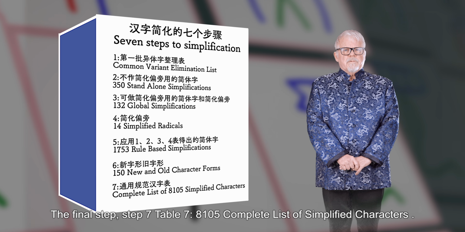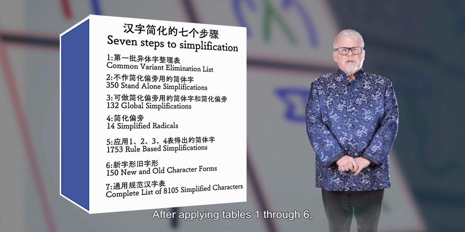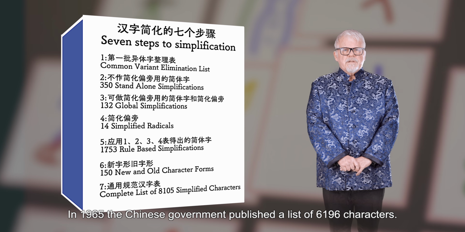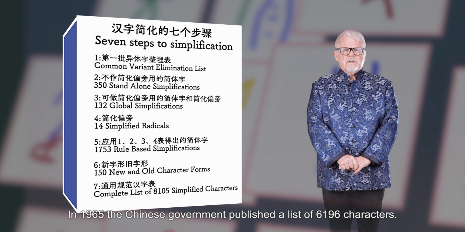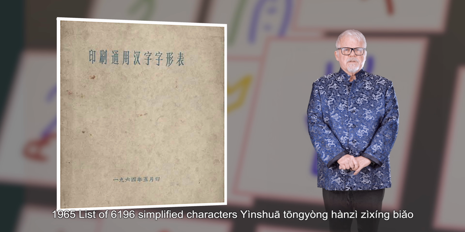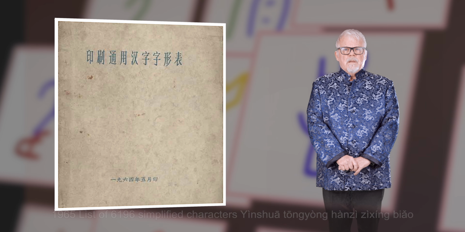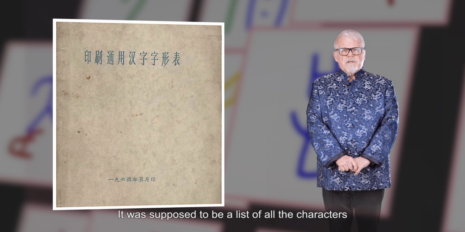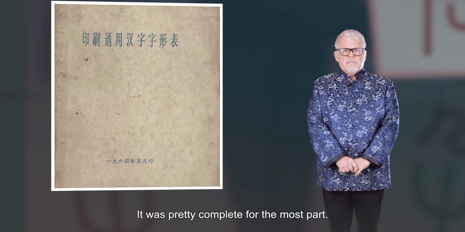The final step, Table 7, a complete list of simplified characters. After applying Table 1 through Table 6, what do you do about the very rare characters? In 1965, the Chinese government published a list of 6,196 characters. The 1965 list of 6,196 simplified characters, the Yingshua Tongyong Hanzi Zixing Biao, the list of common use Chinese character forms. It was supposed to be a list of all the characters you would ever need to use. It was pretty complete for the most part.